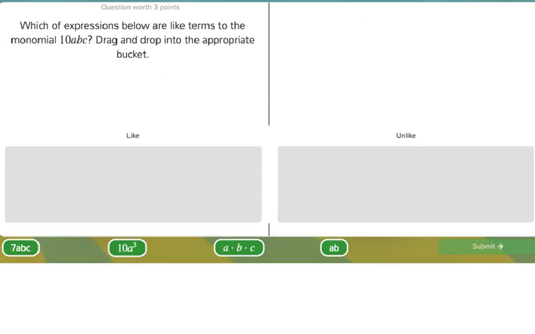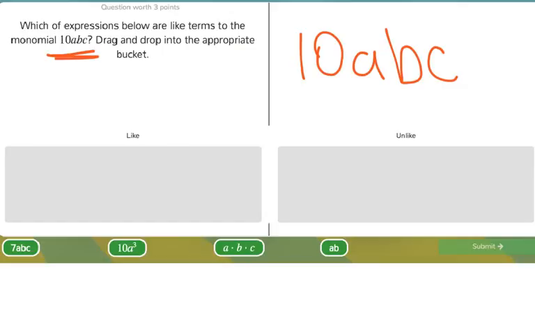Let's try some examples. Which of the expressions below are like terms to the monomial 10abc? Drag and drop into the appropriate bucket. Well, obviously we're not going to be dragging and dropping here, but we want terms that have the variables a, b, and c, where a is raised to the power of 1, b is raised to the power of 1, and c is raised to the power of 1. The coefficient can be whatever it is. That does not matter. So let's take a look.